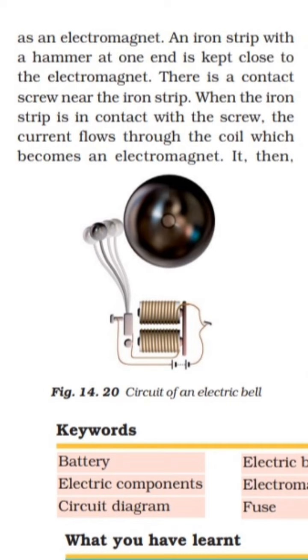The iron strip with the hammer at one end is kept close to the electromagnet, and there is a contact screw near the iron strip. You can see the screw also. When the iron strip is in contact with the screw, the current flows through the coil. When you switch on the button, what happens? The iron strip is in contact with the screw, and at that time the current flows through the coil, and it behaves like an electromagnet and pulls the iron strip. In the process, the hammer at the end of the strip strikes the gong of the bell.